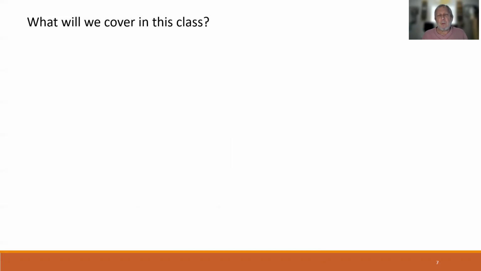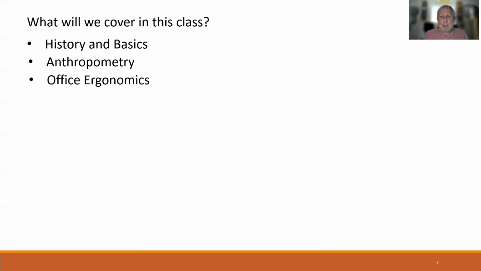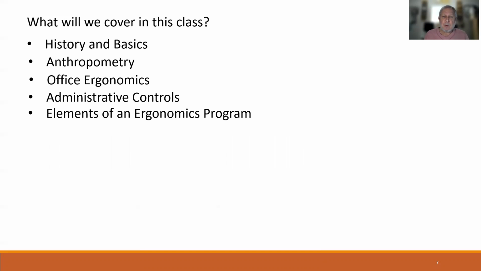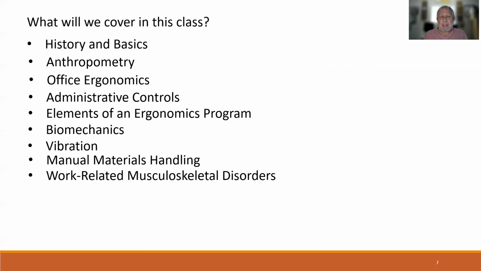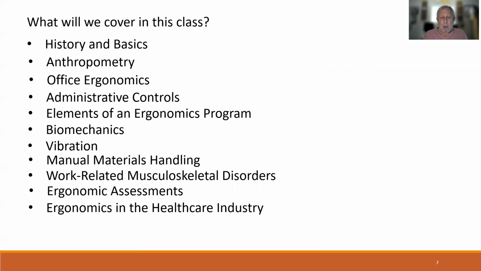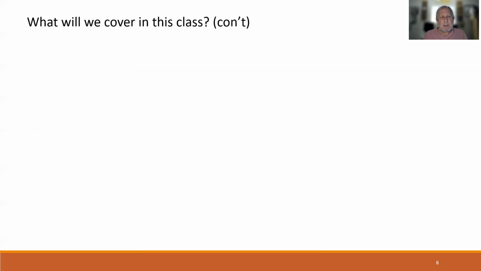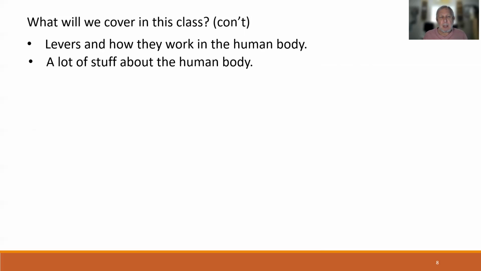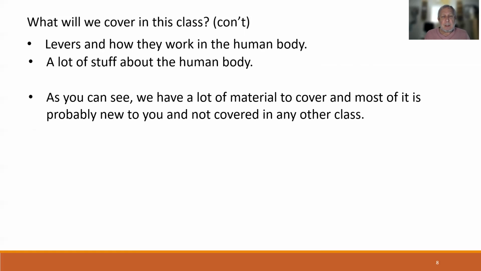What we're going to cover in this class, well, we're going to cover a lot of stuff. History and basics of ergonomics, anthropometry, office ergonomics, administrative controls, probably heard that term before, elements of an ergonomics program, biomechanics, vibration, manual materials handling, work-related musculoskeletal disorders, ergonomic assessments, ergonomics in the healthcare industry, among other things, levers and how they work in the human body, and a lot of stuff about the human body, because that's pretty much what ergonomics is all about, keeping the human body from getting injured. As you can see, we have a lot of material to cover, and most of it's probably new to you and not covered in any other class.